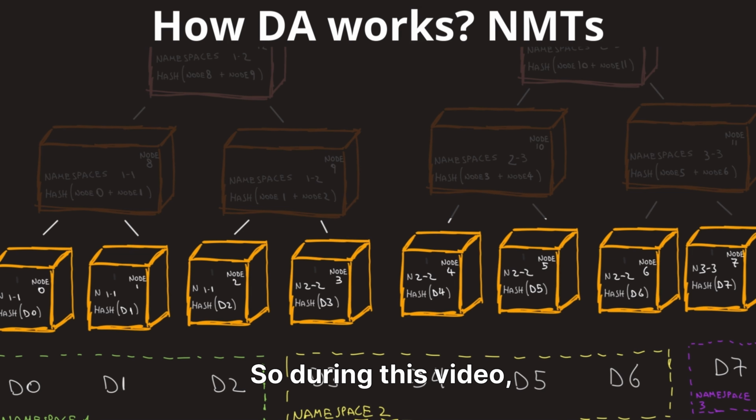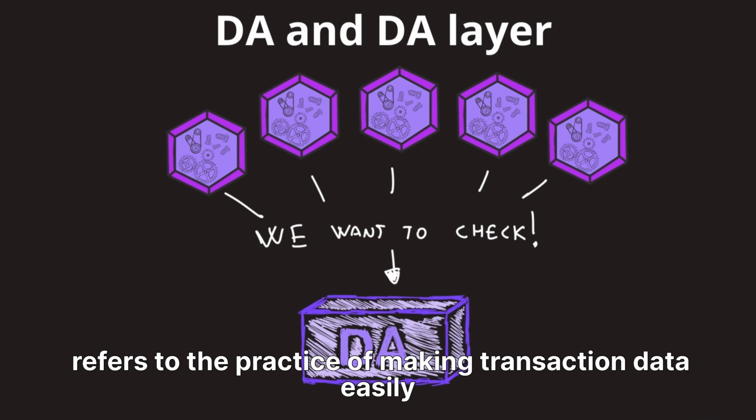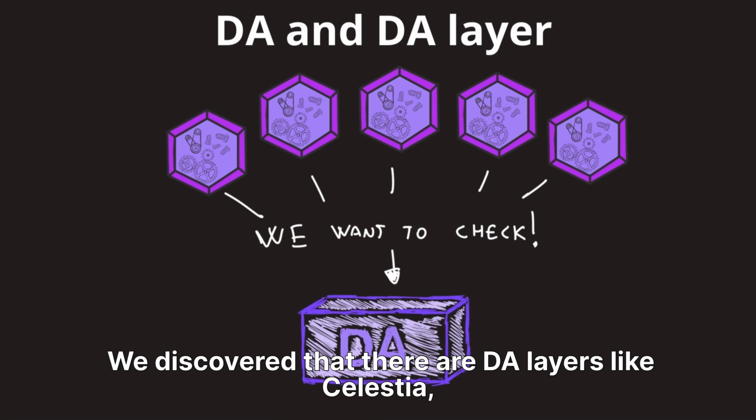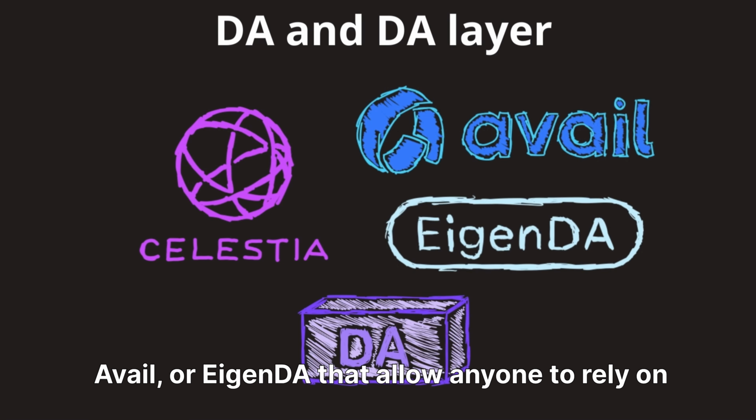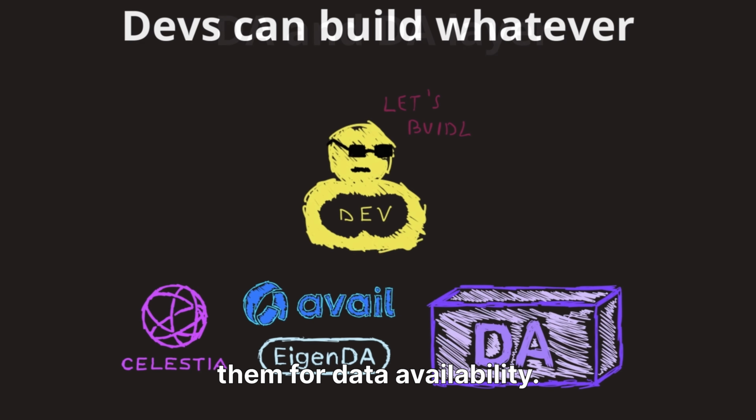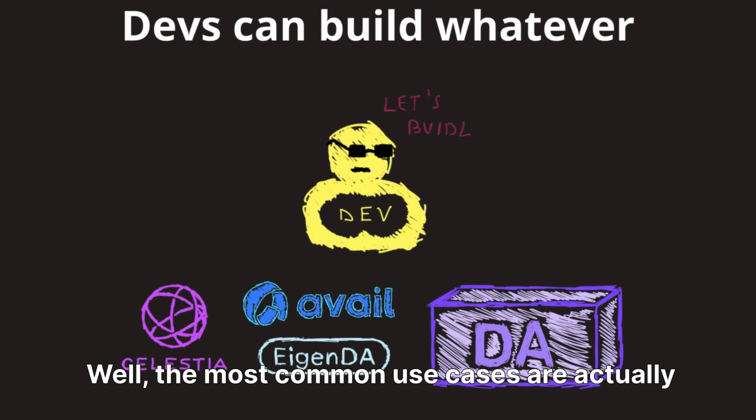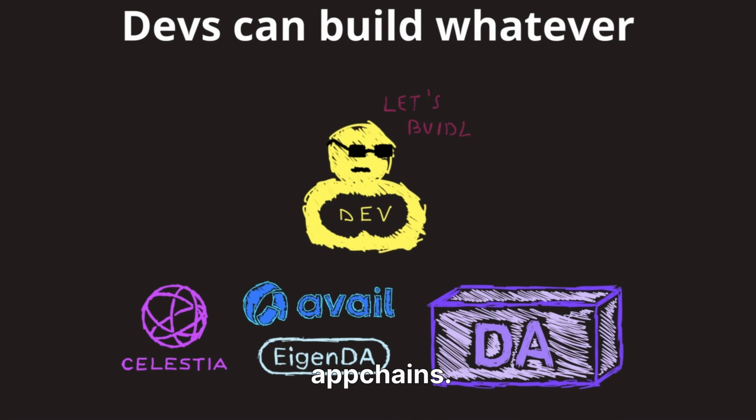So during this video, we understood that DA in blockchain refers to the practice of making transaction data easily accessible and verifiable. We discovered that there are DA layers like Celestia, Avail, or EigenDA that allow anyone to rely on them for data availability. What can developers use these layers for? Well, the most common use cases are actually custom L3 blockchains and scalable decentralized app chains.